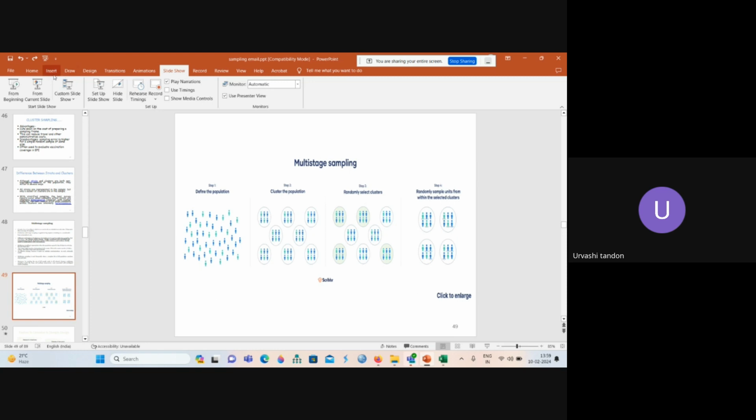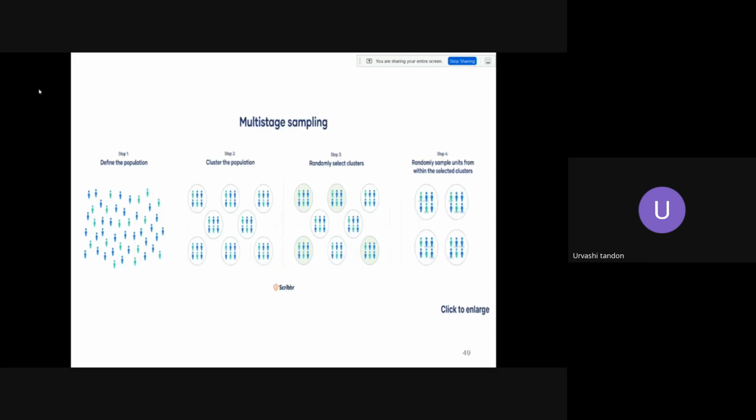Okay, let me go to the slideshow. Now, step 1 is you define the population, you cluster the population. I hope this slide is visible. Yes, ma'am. So you are dividing the population into small clusters. Let's say here what we did.